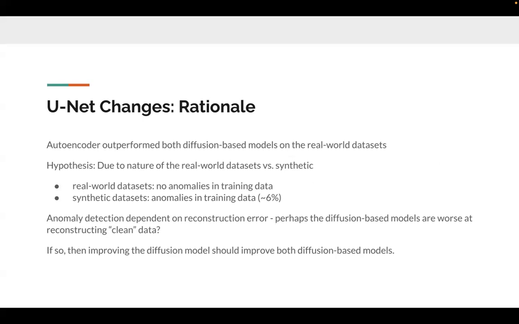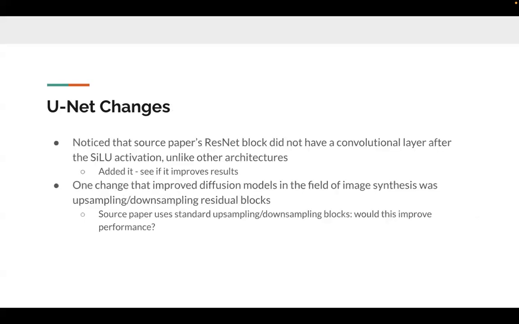So if you improve the performance of the diffusion model, then you improve the reconstruction, you improve its ability to reconstruct the input data series, and it's easier to detect anomalies. So to do this, I made changes to the base U-Net architecture. I noticed that unlike other implementations of the U-Net architecture, the ResNet blocks used did not have a convolutional layer after the GLU activation. So I tried adding that.